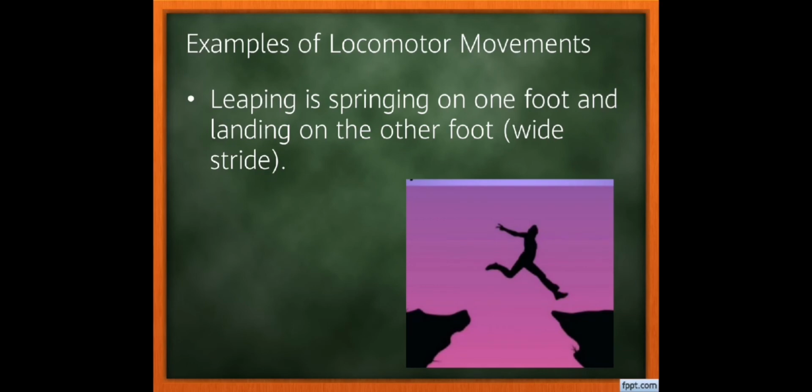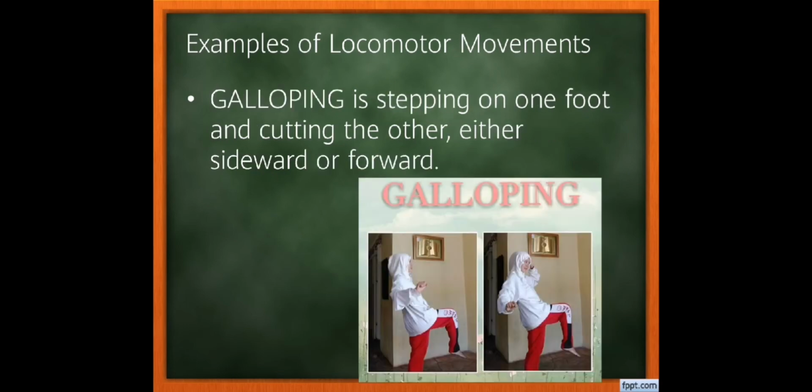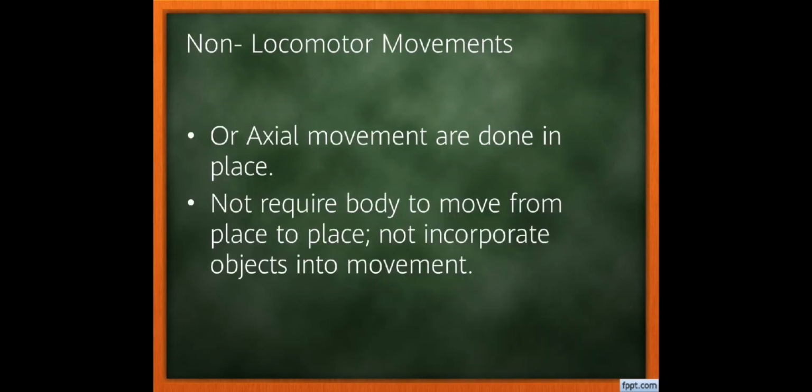The next one is leaping. It is springing on one foot and landing on the other foot, so it must be in a wide stride. The last one is galloping. It is stepping on one foot and closing with the other, either sideward or forward. These are the basic examples of the locomotor movements. And now let's proceed to the non-locomotor movements, and Miss Ejime Cummins will continue the discussion.